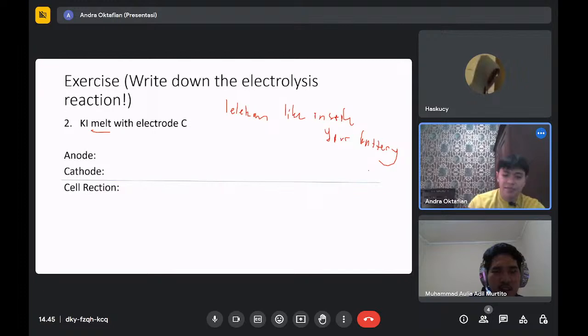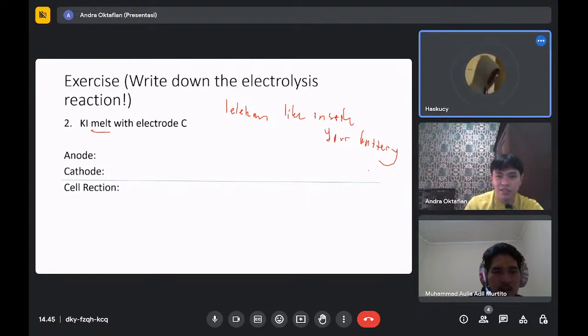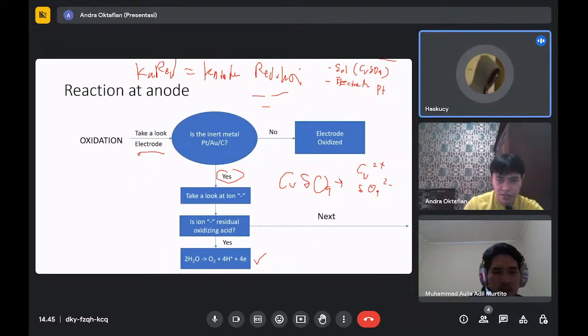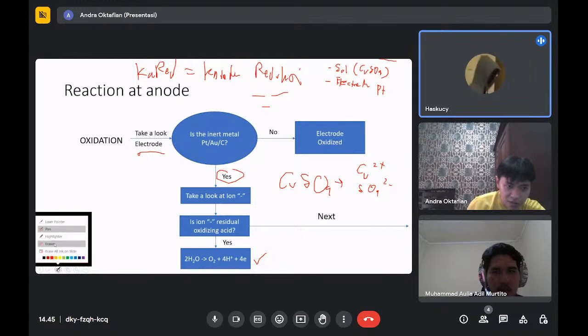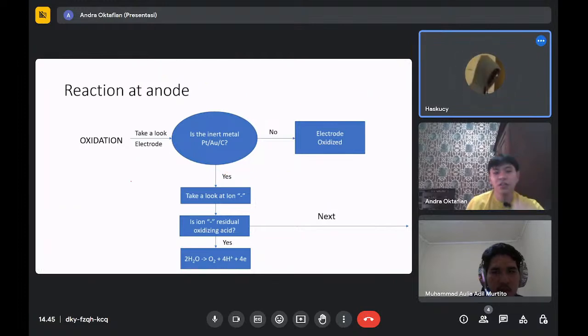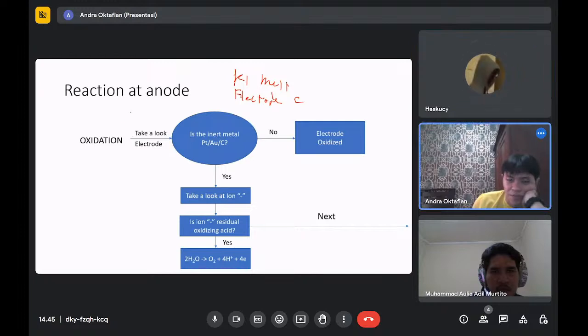And we have, please remember, KI melt, or potassium iodide melt, and electrode C. So we take a look at the anode first. KI means K plus and I negative. And then the electrode is C, carbon, and the ion I means the iodine. So what is the first step?